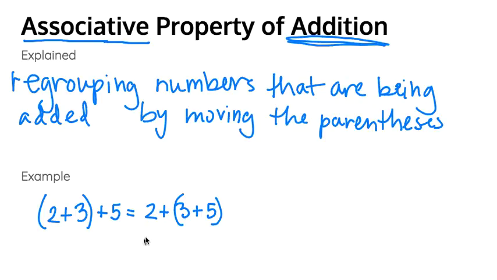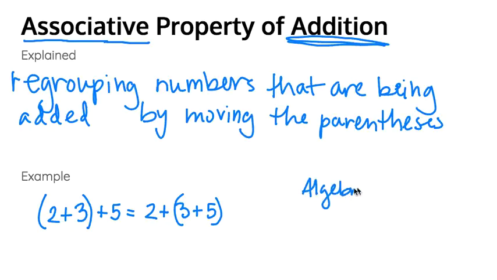Now, what you'll also see is that the value does not change. Okay, 2 plus 3 is 5. 5 plus 5 is 10. If I look on the right side, 3 plus 5 is 8. 8 plus 2 is 10. So following the order of operations, my left side will still equal my right side, even though the parentheses changed positions.